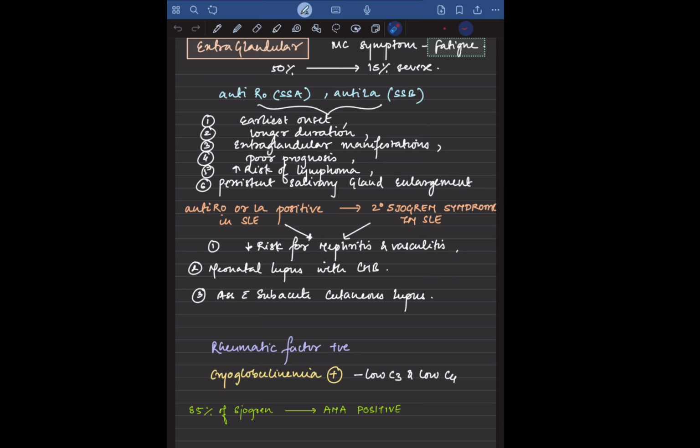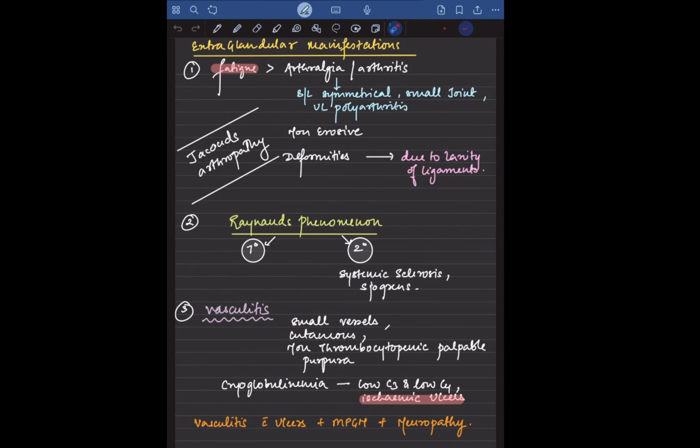Whereas when it is associated with Sjogren's, there is early onset, longer duration, extraglandular manifestations, poor prognosis, increased risk of lymphoma, and persistent salivary gland enlargement. That means this is a bad disease in Sjogren's syndrome when there is Ro and La positivity. Rheumatoid factor will also be positive, and of course Sjogren's is associated with cryoglobulinemia, which will have low C3 and C4 count. And 85% of Sjogren's will have ANA positivity, like in SLE, where there is 98% positivity, but here only 85%. So remember, if the ANA is negative, do not rule out Sjogren's. Keep a high suspicion of Sjogren's.